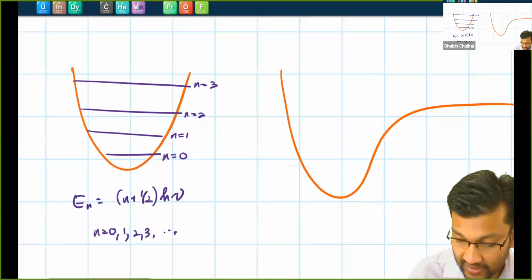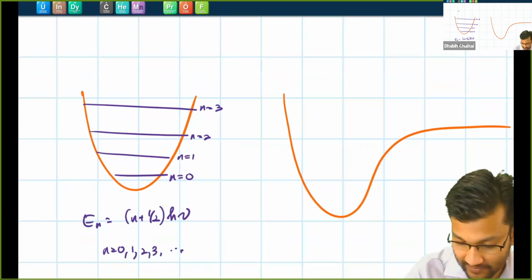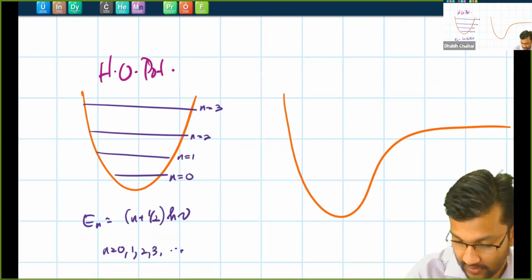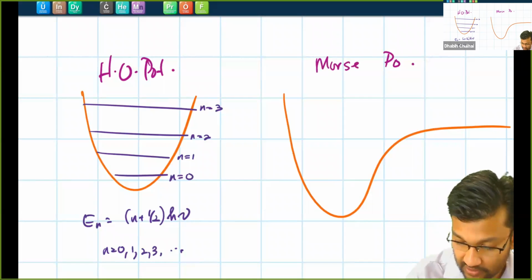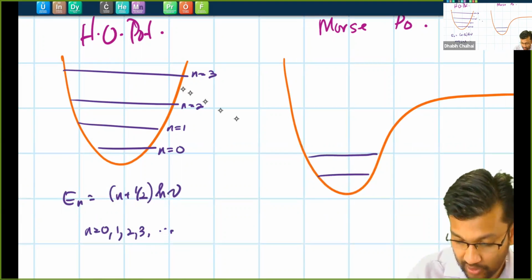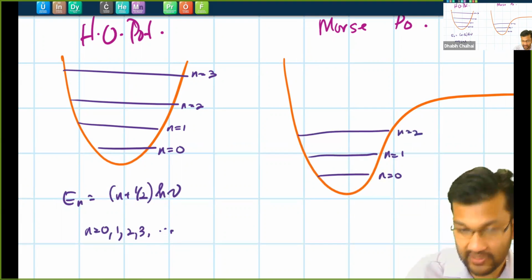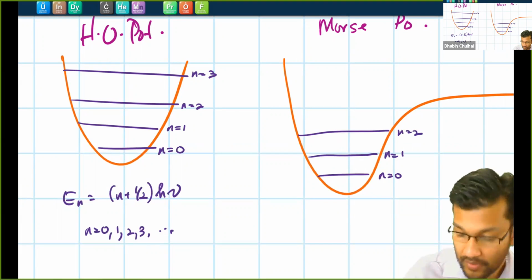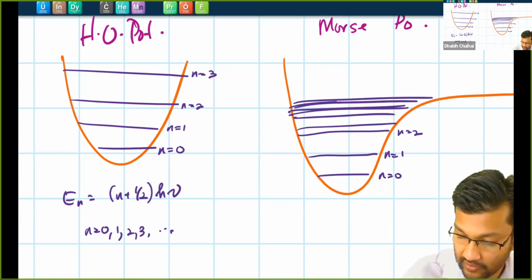In the harmonic oscillator and in the Morse potential, let's write them. Harmonic oscillator potential, Morse potential. In the Morse potential, in the beginning, the energies are very similar to the harmonic oscillator potential. There's n equals 0, n equals 1, n equals 2. They're similarly spaced. But then once you get closer to here, they start to get closer and closer and closer together.